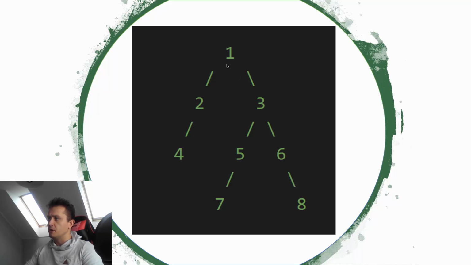First one will be 124, 1357, 1368. Okay, so we will try to come up with the sum of these three numbers. Okay, so let's start coding.